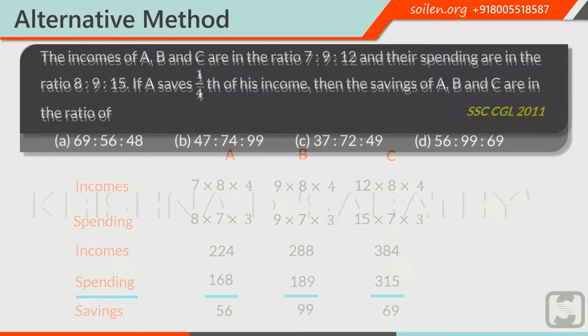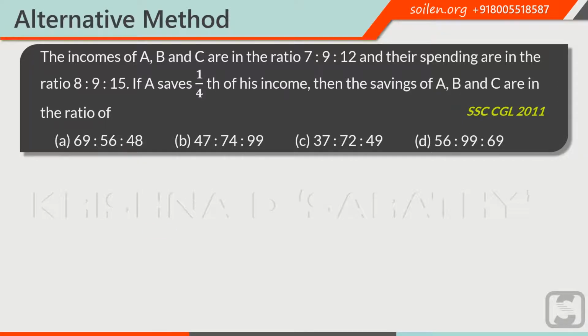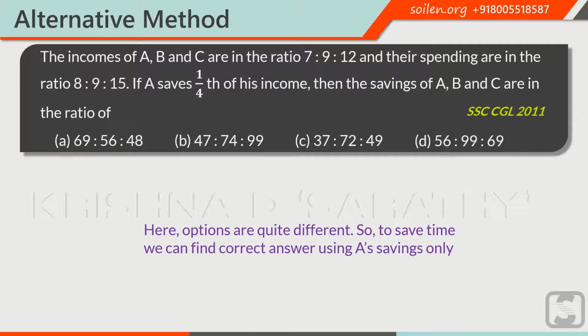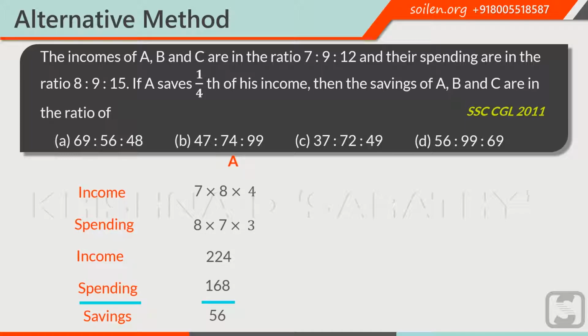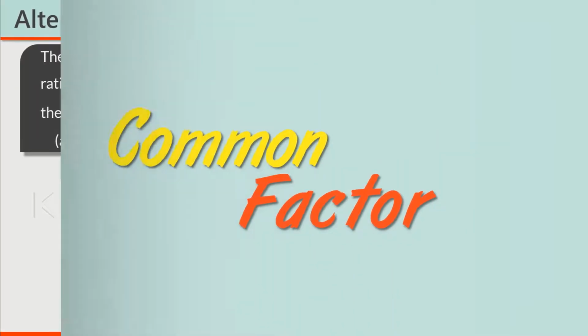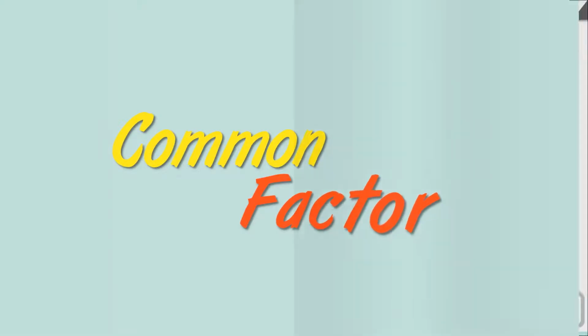Here, a very important point. If we see, all the options are quite different, so we can save some time. Actually, we need to calculate A's savings only, and we can get the correct answer. All the options are different, so we can spot the correct answer easily with savings of A. We can solve this question using common factors also.